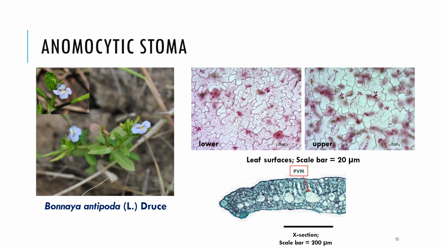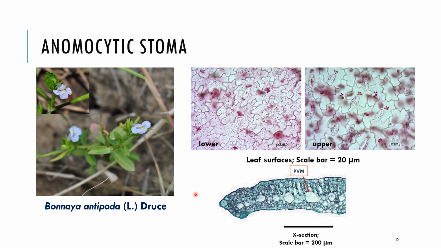Well, I would like to present some part of my research about the leaf surface anatomy of plants in the genus Bonnaya. The first one is Bonnaya antipoda. This species is common in open areas, in wet places, or dry fields. It's a small herb and it's characterized by a distinct yellow staminode. Here you can see it is very small.